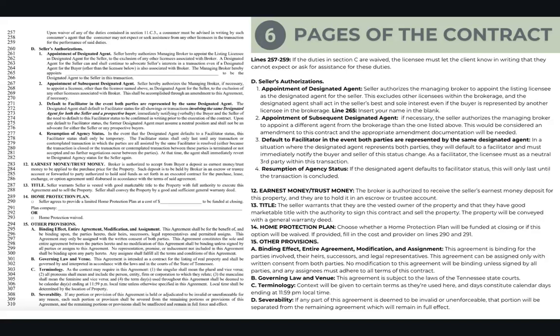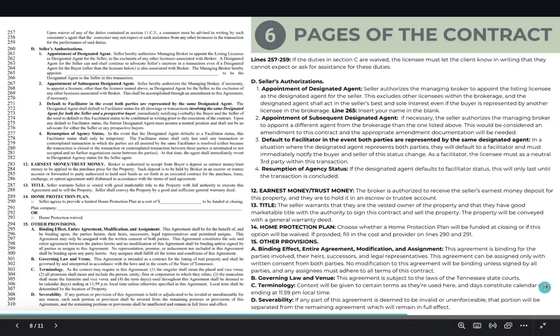Number 14, home protection plan. So choose whether a home protection plan will be funded at closing or if this option will be waived. If provided, fill in the cost and provider on lines 290 and 291.